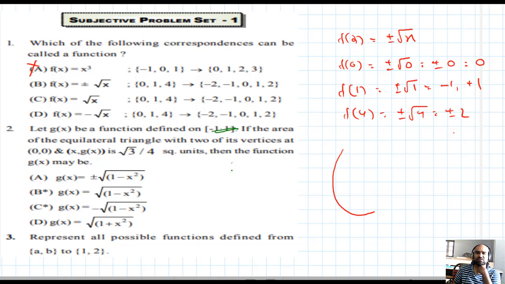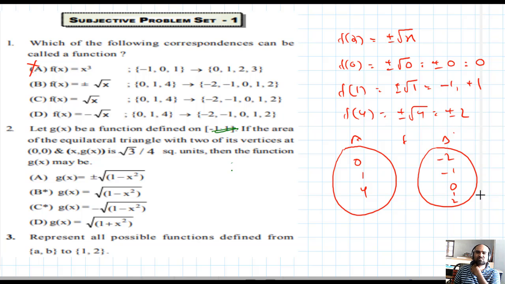Now I want the pairing. This is A, this is B, this is f. Here 0, 1, 4 are given, and actually here minus 2, minus 1, 0, 1, 2. According to the rule, 0 is paired with 0. 1 is paired with minus 1 as well as plus 1. What happened? 1 is used up 2 times. That's why, with the definition of function, it is not a functional relation. Similarly, 4 is also paired with minus 2 as well as 2. f is not a function.